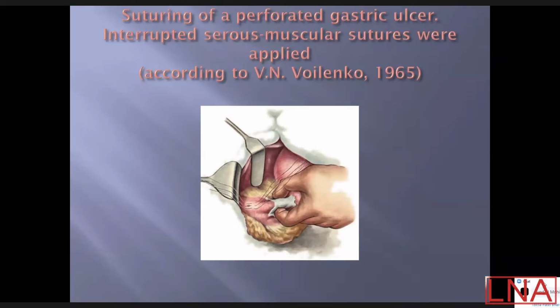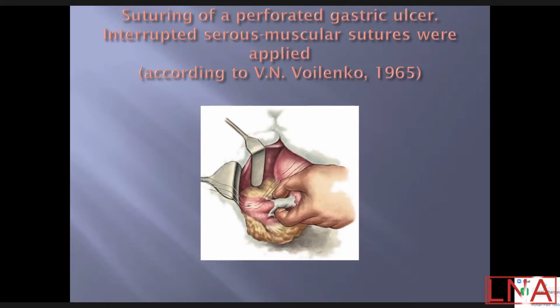Suturing of a perforation: the stomach wall is sutured by imposing two rows of interrupted serous-muscle sutures, in order to avoid narrowing the lumen of the pyloric part of the stomach or duodenum. The perforated hole should be sutured so that the suture line is transverse to the axis of the organ.